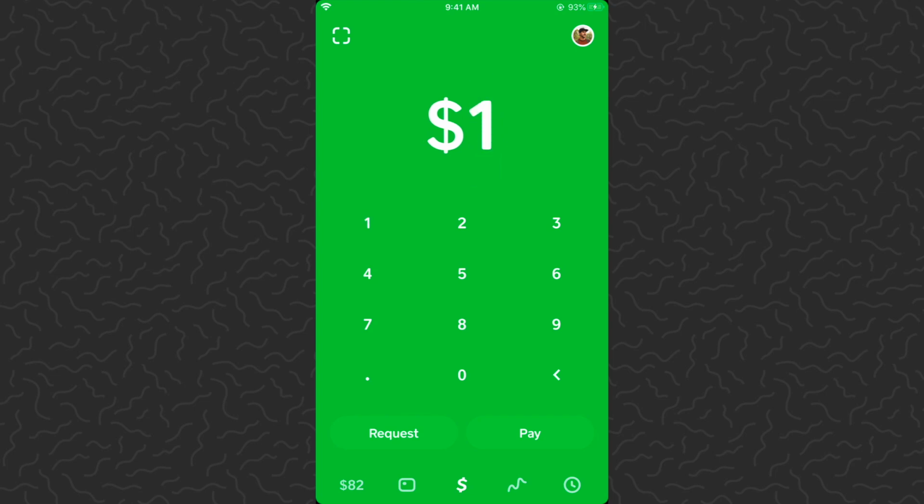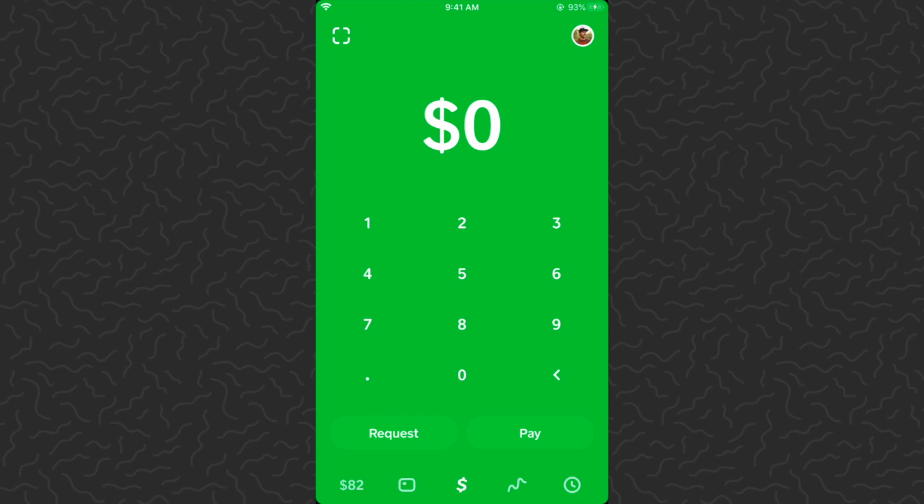So let's say I wanted to send someone $1. They're saying that they would send me $2 back. And then they would be like, okay, now send me 5 and I'll send you 10 back. And then they'll be like, okay, now send me 100 and I'll send you 200 back. You get the point. Eventually, they're just going to take your money. That's how a Cash App flip works.